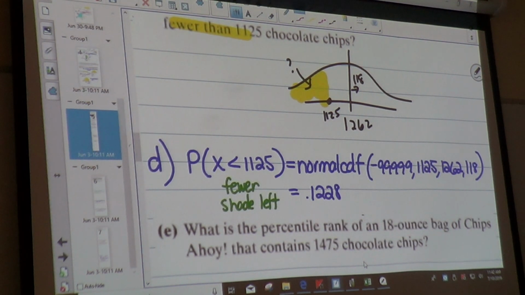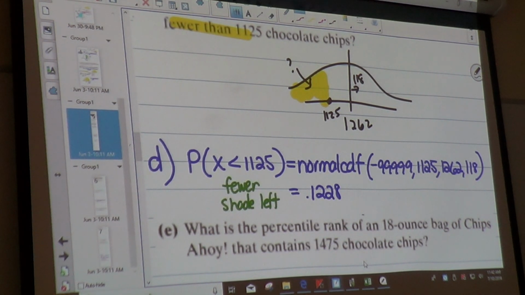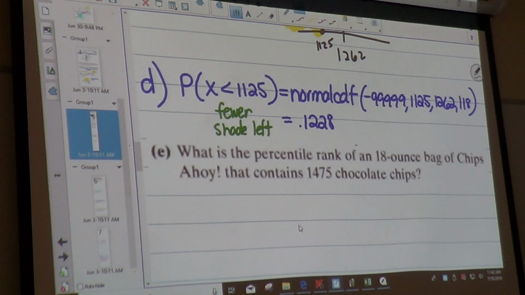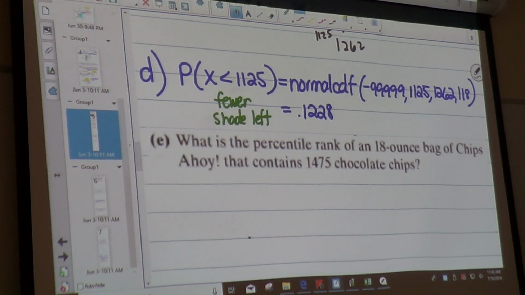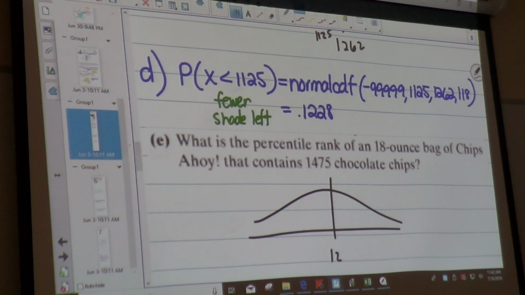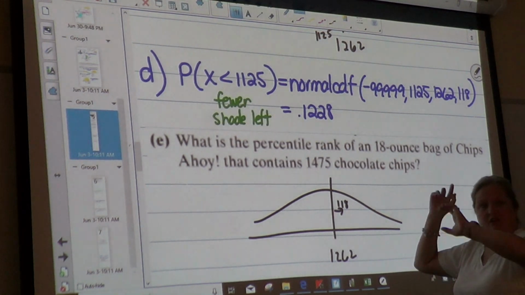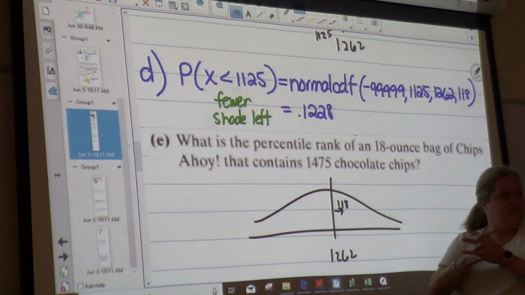What is the percentile rank of an 18-ounce bag of Chips Ahoy that contains 1475 chocolate chips? What is the percentile rank? What did I tell you that percentile rank meant? The probability, the shading. So we have the 1262 and we have the 118. Now, was percentile rank to the left or to the right? The right.